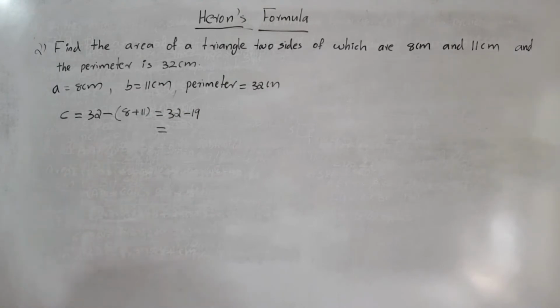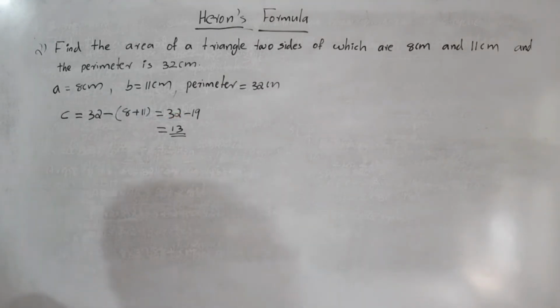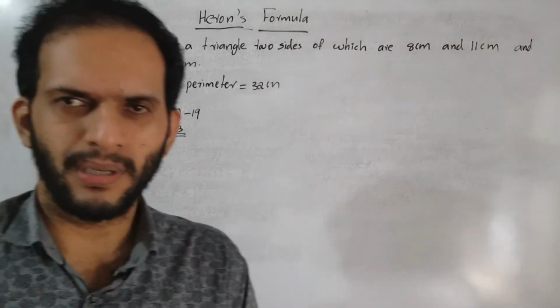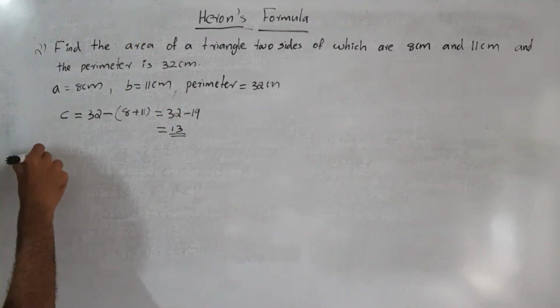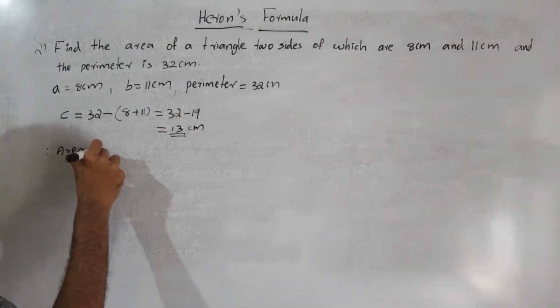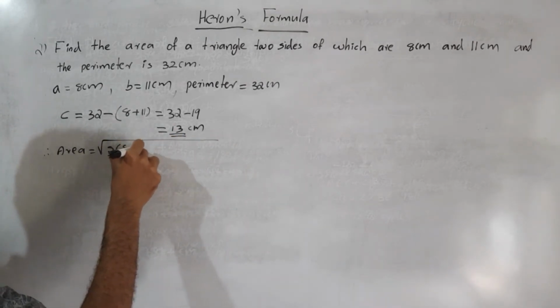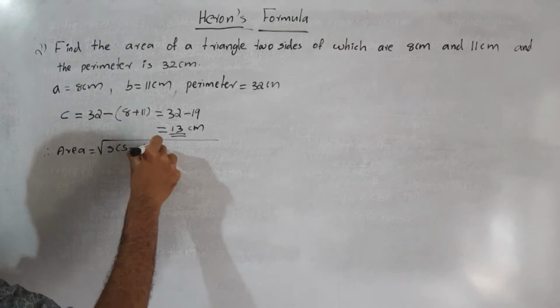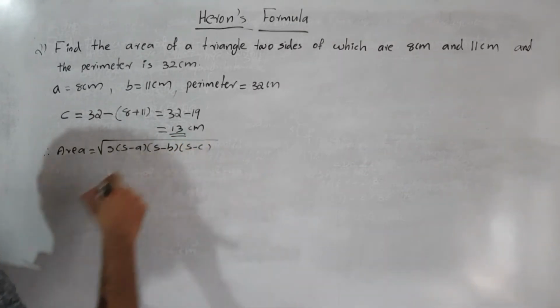Correct? Then 8 plus 11 is 19, is equal to 13 (yes). Then what is the C value? C value is equal to 13. Then next we know the equation. What is the equation? Therefore area is equal to root of S into (S minus A) into (S minus B) into (S minus C).